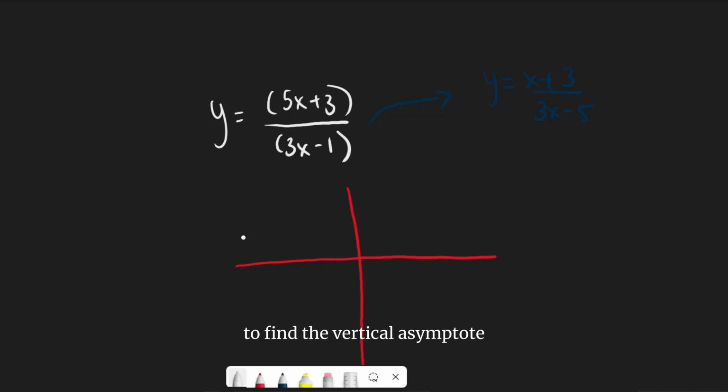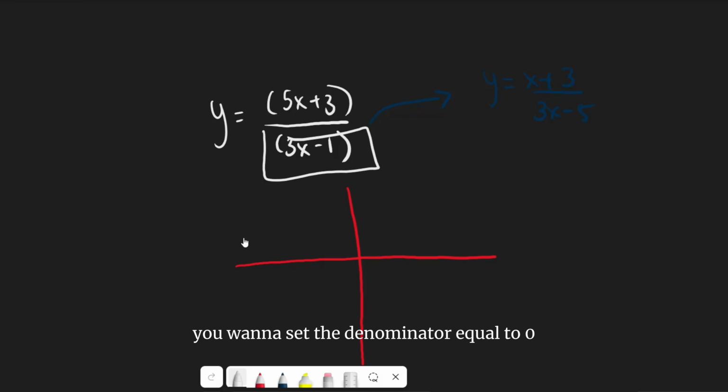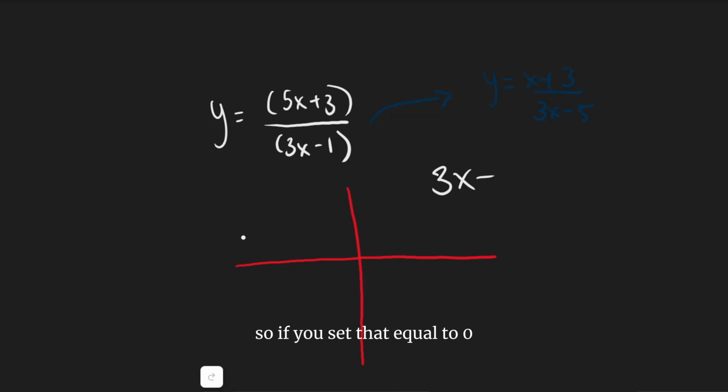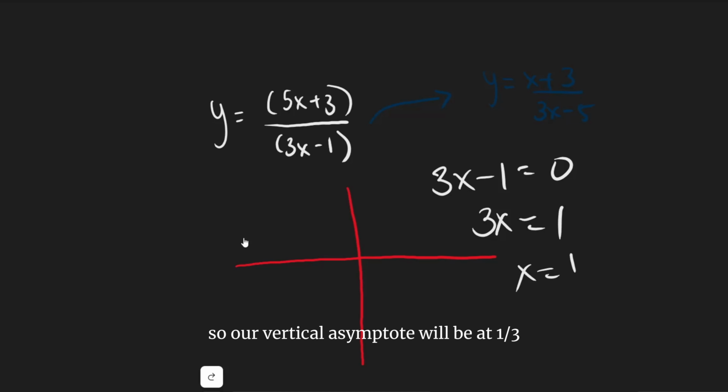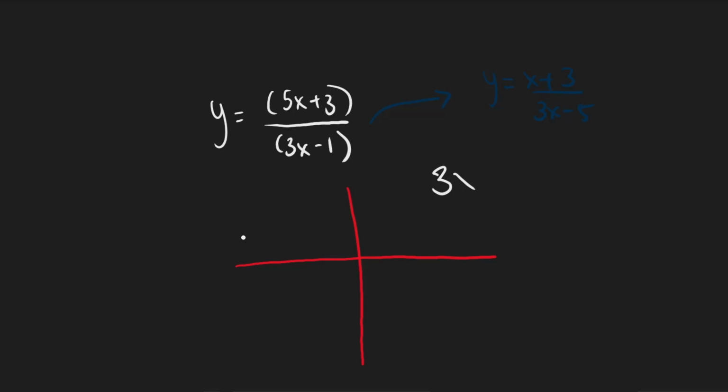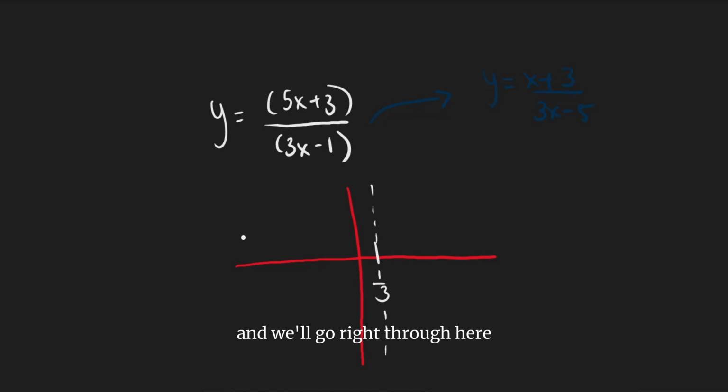To find the vertical asymptote, you want to set the denominator equal to 0. So if you set that equal to 0, we get 3x equals 1, and we get x equals 1/3. So our vertical asymptote will be at 1/3. And vertical is up and down. So this will be 1/3 right here. And it'll go right through here.